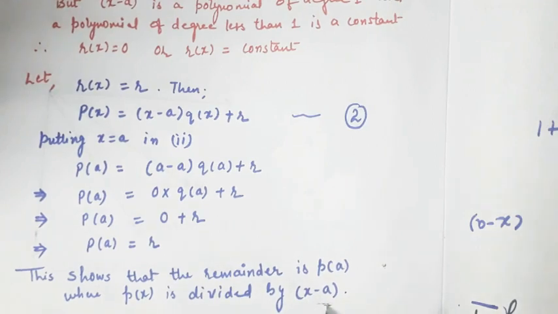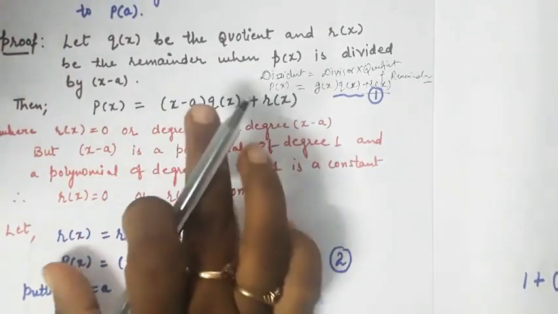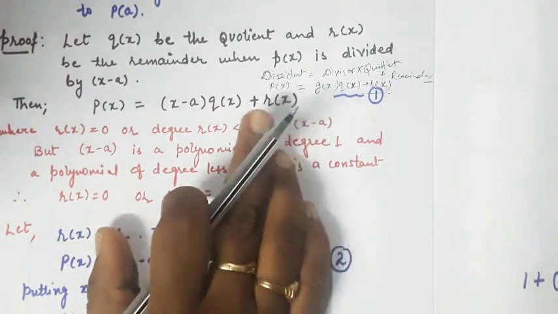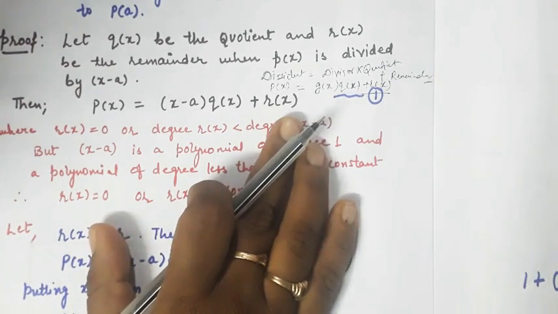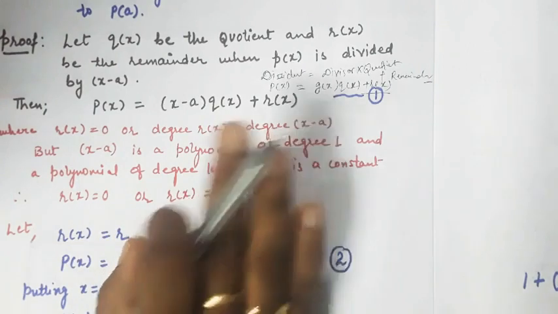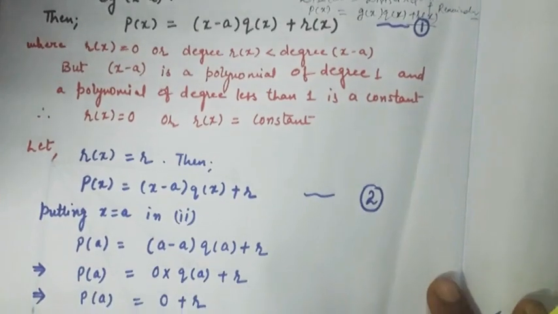Okay, so this shows that the remainder is p of a when p(x) is divided by x minus a. I have proved one thing: when p(x) is divided by x minus a, where the quotient is q(x) and the remainder is r(x), then the remainder will be p of a. Okay, I hope it is clear and understood by all of you.